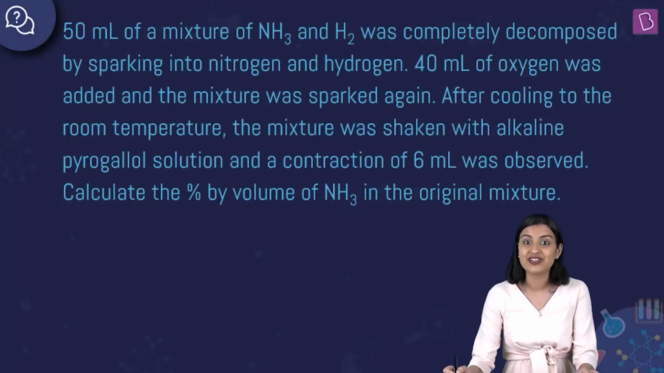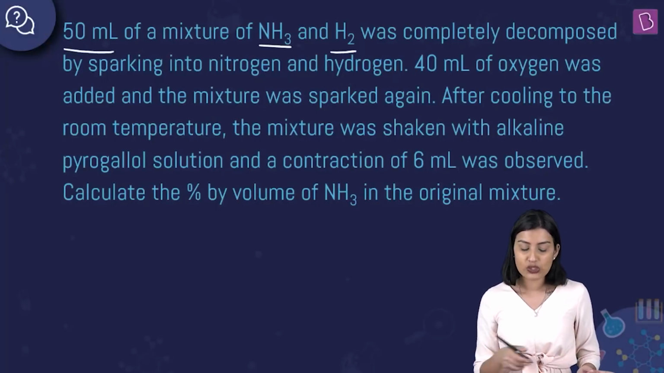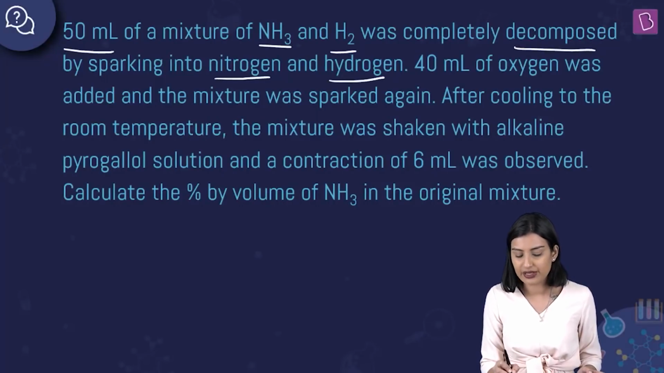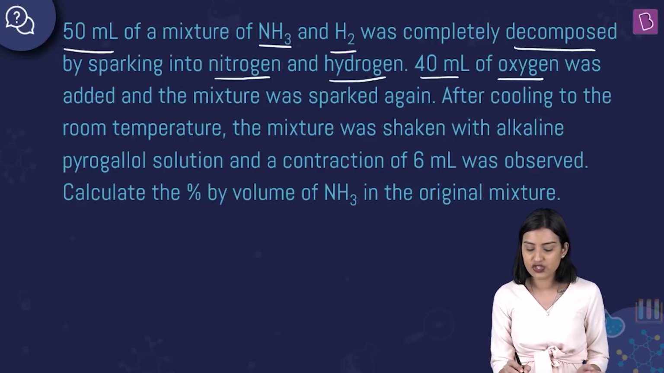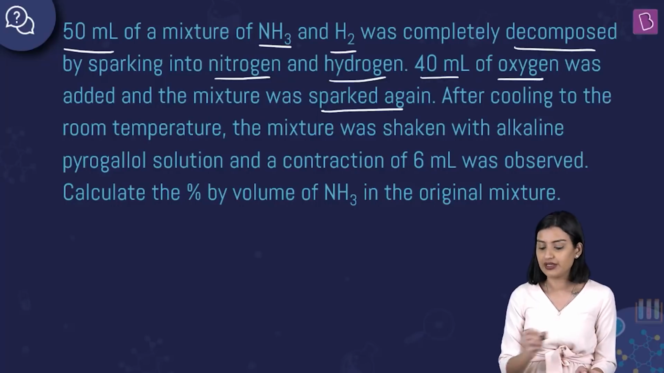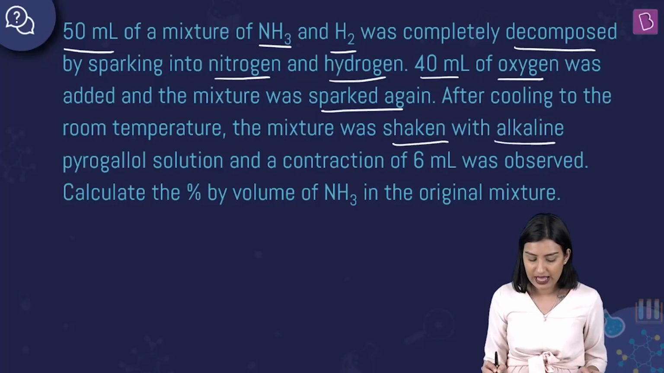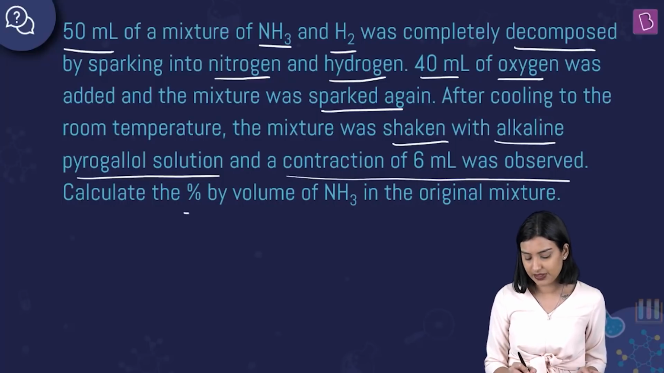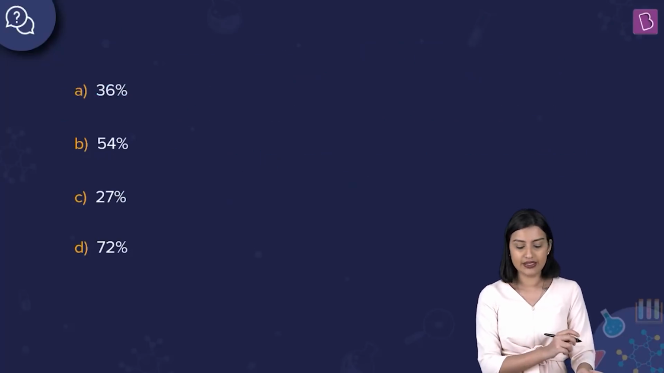Alright, so in this question, they're saying that 50 ml of a mixture of ammonia and dihydrogen was completely decomposed by sparking into nitrogen and hydrogen. 40 ml of oxygen was added and the mixture was sparked again. After cooling to room temperature, the mixture was shaken with alkaline pyrogallol solution and a contraction of 6 ml was observed. Calculate the percentage by volume of ammonia present in the original mixture.